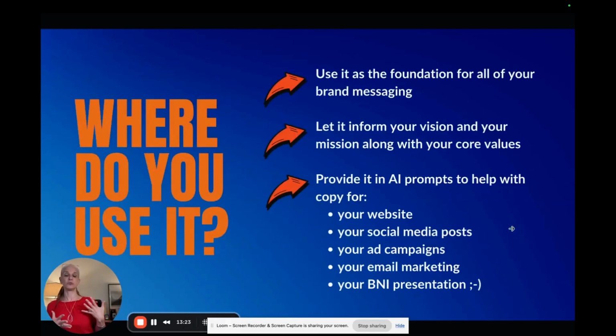So where do you use your ideal client profile? Well, it's really exciting once we discover this, because it can be used as a foundation in all of your messaging. It's your core source of truth for how to speak to the people that you want to attract to your business. So you want to make sure that we infuse that into every part of the messaging that happens after that's discovered. You let it inform your vision and your mission along with your core values.